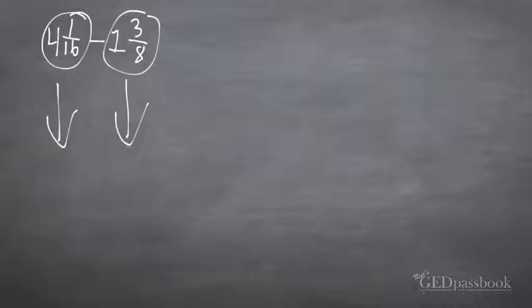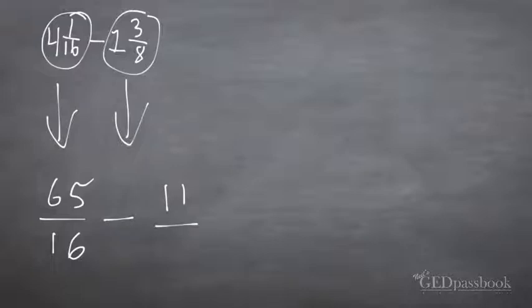Well, you do the whole, I don't got too much space, but 16 times 4 plus the top number, the 1. So ask yourself, what's 16 times 4? Plus 1. 65 over the same denominator, 16. All right. Minus, what's 1 3/8 converted to an improper fraction? Well, what's 8 times 1? 8 plus 3? 11 over 8.